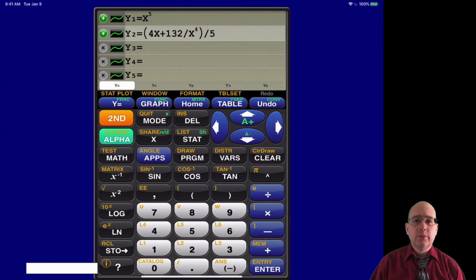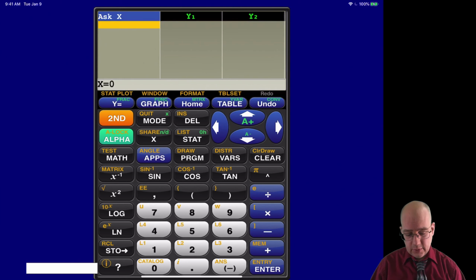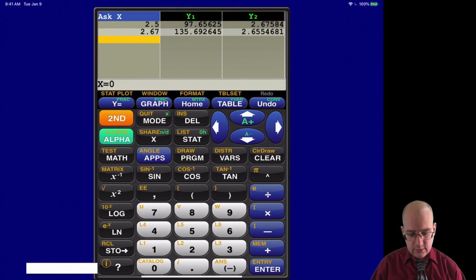Now, just conceptually, fifth powers are pretty big, so like 2 to the 5th I think is 32. 3 to the 5th is like 240, so it'll be between 2 and 3, I guess. So let's try a table. Let's just try 2.5. So that's not too bad. 2.67. That's getting pretty close. 2.65530.